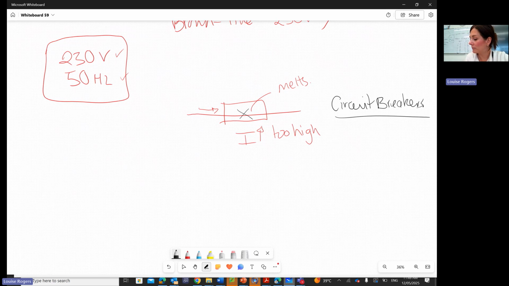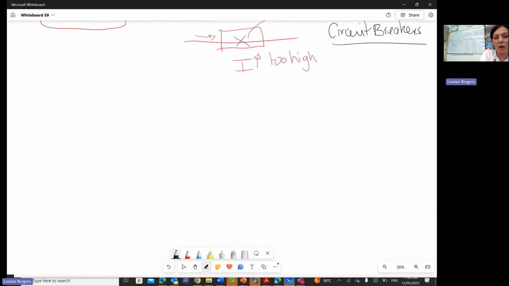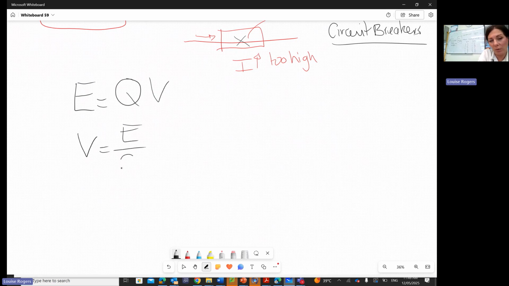What else have we got here? This equation, I reckon, is going to be quite prominent. E equals QV. If I rearrange that, V equals E over Q. This is actually a definition for voltage or potential difference. This is voltage, this is energy, and this is charge. We measure voltage in volts, but energy is measured in joules and charge is measured in coulombs. So another way to write a volt is joules per coulomb. There are two ways in which we can express a volt.